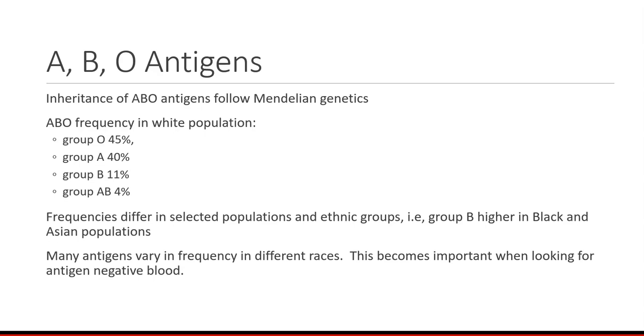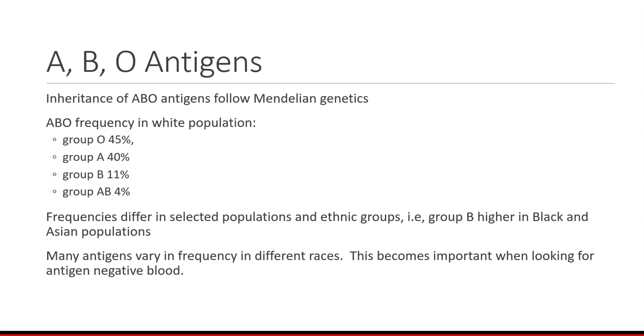For example, group B is higher in Black and Asian populations. Here in Austin, we have a large Asian population, and whenever an Asian name came across, their frequency of being group B was about the same as the frequency of white people being group A. So it was interesting. It's a little game I played with myself. We make our job fun too, just kind of wonder what blood group they would be.